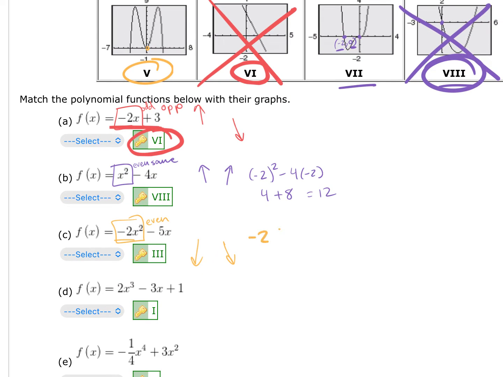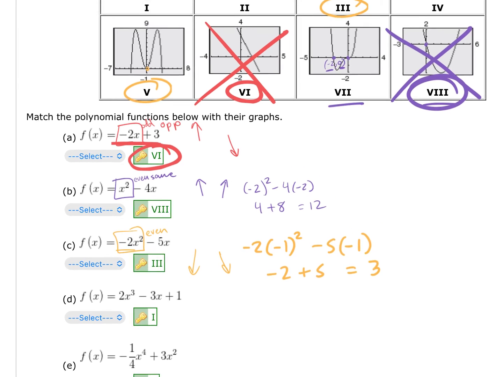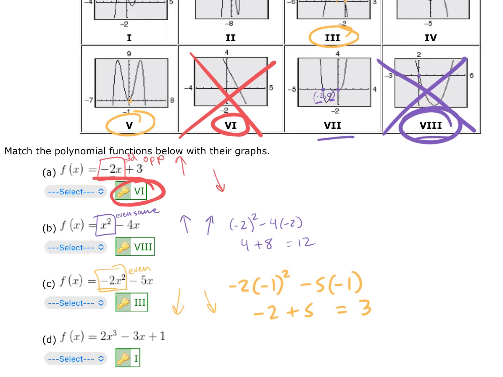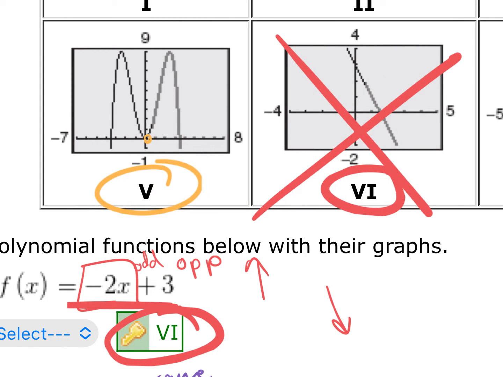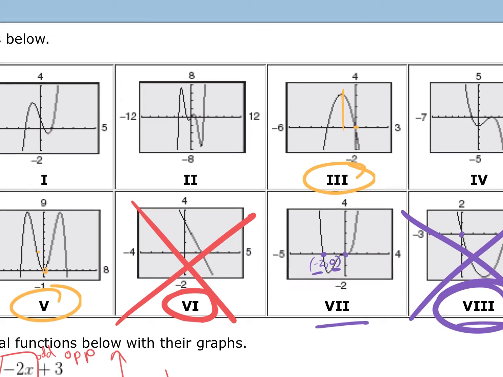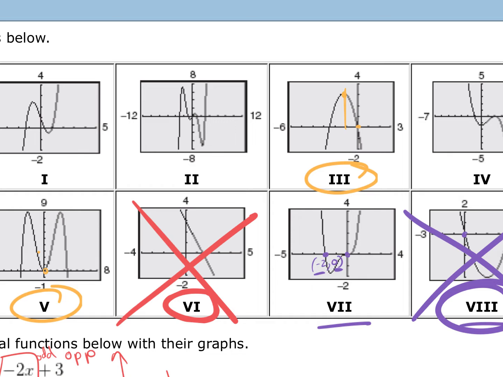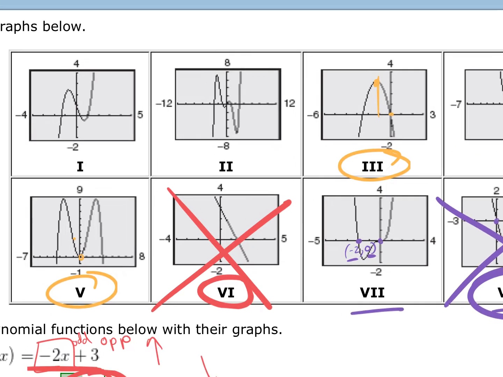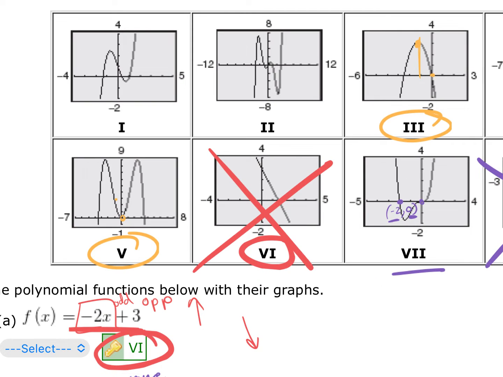So I have -2 times -1 squared minus 5 times -1. So this would be -2 plus 5, which is 3. So looking at my graph, if I go to -1, 3, that would be here, which is kind of close, so it's a little bit hard to tell on 5. But -1, 3 is right on 3. I could test another point just to check.